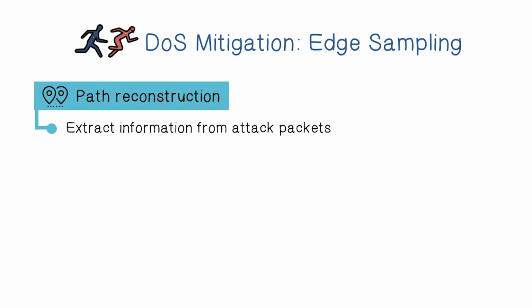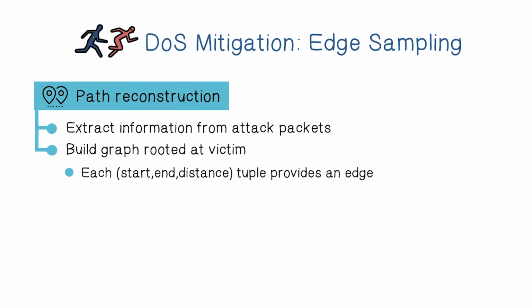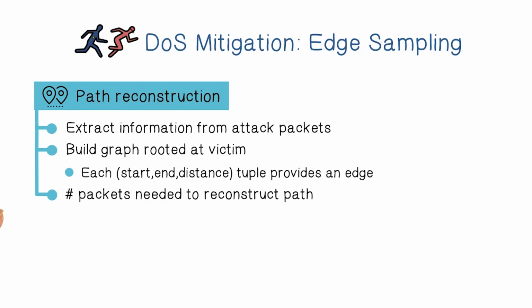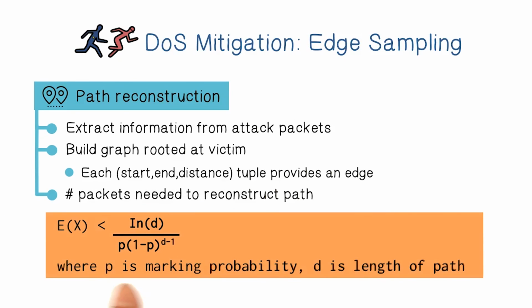With the edge information, now we can talk about how we reconstruct the path. The packet arrived at the victim contains edge information, and this information can be extracted to reconstruct the path that started from the victim all the way to the source of the attack packets. Again, the edge information contains the starting router and the end router of the edge and the distance from the starting router, and the number of packets needed to reconstruct the path is given by this formula.